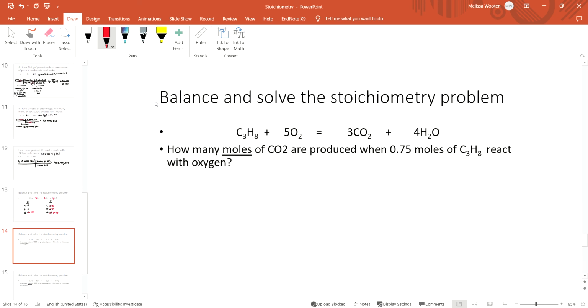And so, how many moles of CO2 are produced with 0.75 moles of C3H8 reacting with oxygen? Okay. And so, again, start with your given. You have your moles of C3H8. And we need to go to moles of CO2 because that's what they're asking for, right? And so we're going to start with our given, 0.75 moles of C3H8.